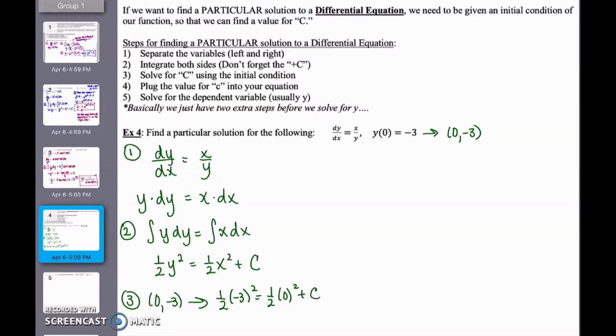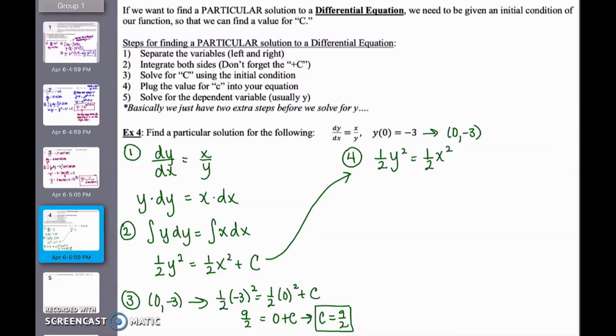On the left-hand side, -3 squared is 9, and then half of 9 would just be 9/2. On the right, 0 squared is 0, half of 0 is 0, 0 plus c, so I get my c is equal to 9/2. All right, so I've solved for c. Step 4 is going to be to plug c back into this equation right here. Now I know what c is. So I have 1/2 y squared is equal to 1/2 x squared plus 9/2.